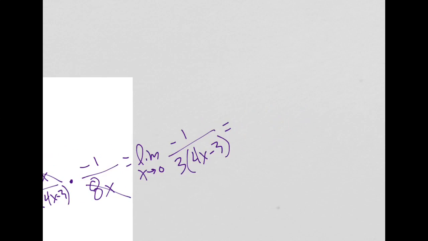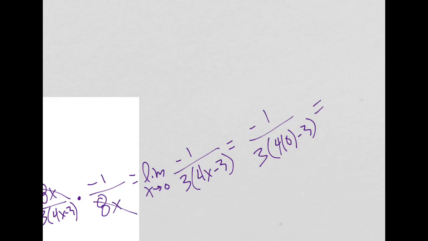And now I can directly substitute in 0 to get negative 1 over 3 times (4 times 0 minus 3). And so you get negative 1 over, that term cancels, I get 3 times negative 3 is negative 9. So we get a positive 1/9.